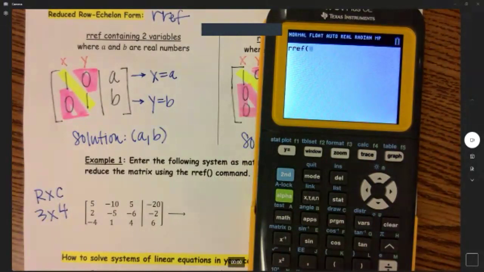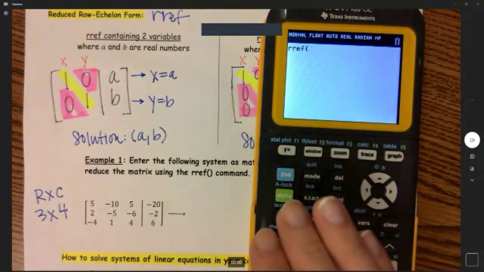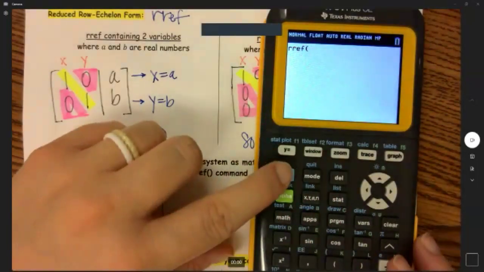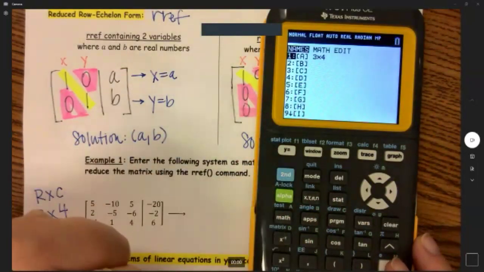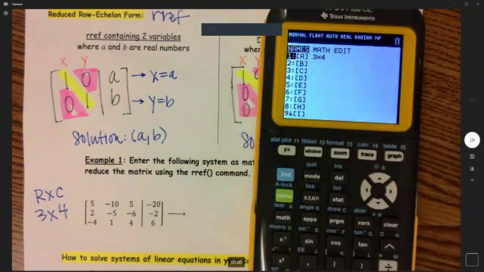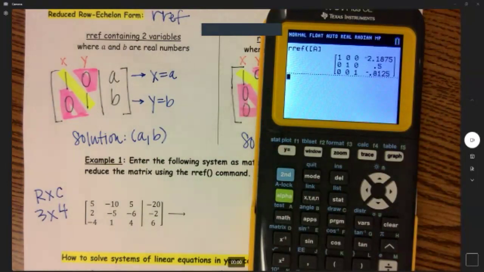Now, a common mistake is that you're going to hit enter in your calculator right after that, and you're going to get a syntax error because you have not told your calculator what matrix to put into reduced row echelon form. So we need to go second matrix one more time and then select whatever matrix you programmed. If you're always programming matrix A, like I do, you'll stay right there and you'll hit enter and you get your answer right here.